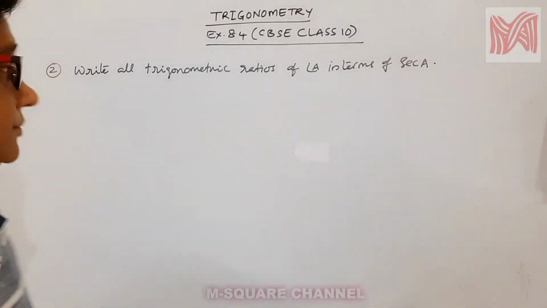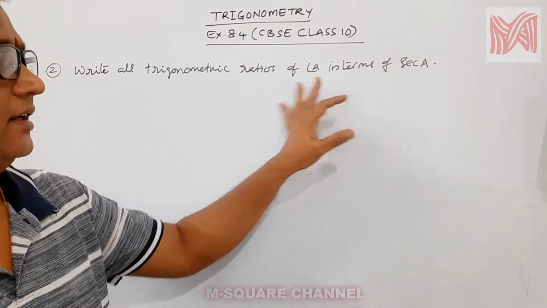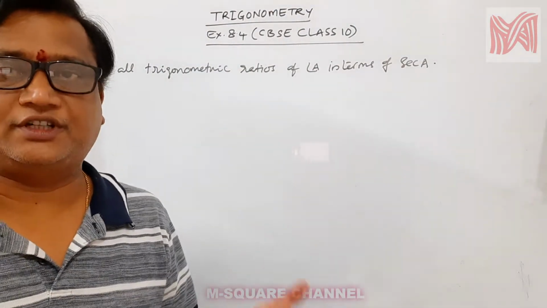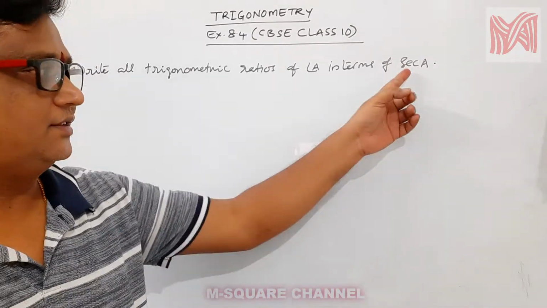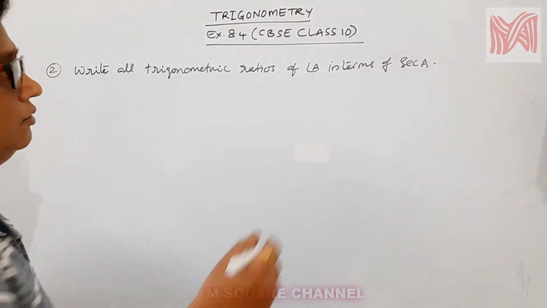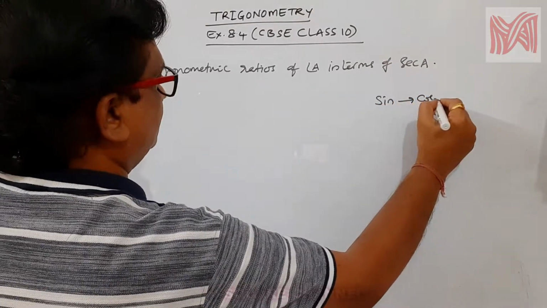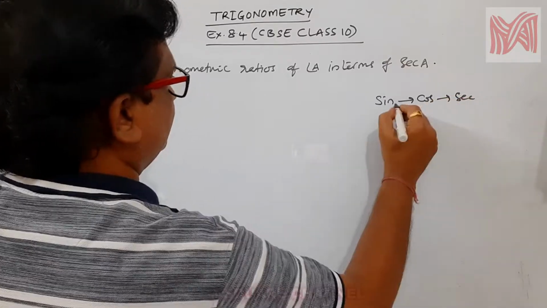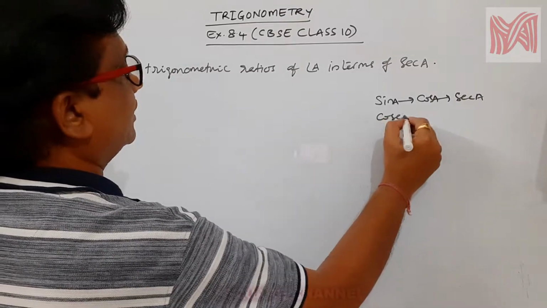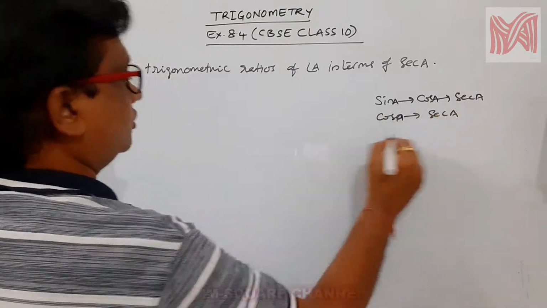In second question, write all trigonometric ratios of angle A in terms of secant. That means sin, cos, tan, cosecant, secant and cot. Already secant is there, no problem. Secant A equals secant A. So how we are going to travel? Sin to cos, cos to secant, sin A to cos A to secant A. Cos A directly we can write in secant A's form because reciprocal.